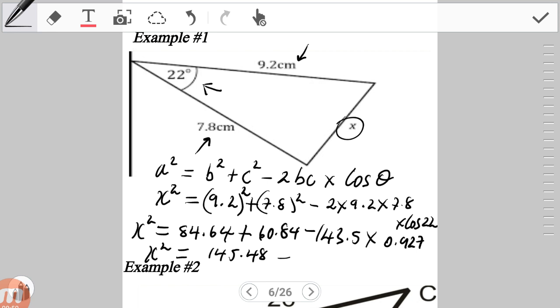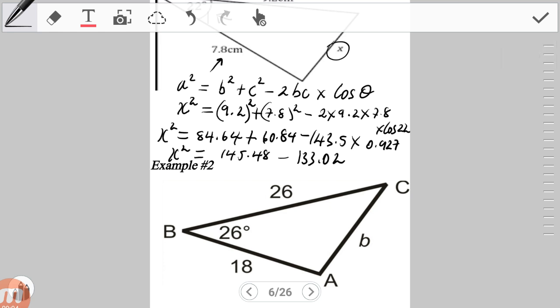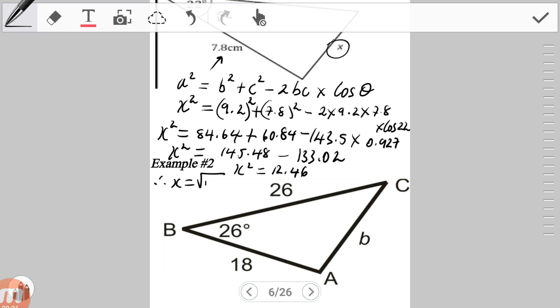So that's 143.5 multiplied by 0.927. I got 133.02. So if I go ahead and I subtract from 145.48, 133.02, I'll get 12.46. So therefore we see x squared is equal to 12.46. And so naturally, if I want to find x, I will have to take the square root of the right side, which is 12.46.